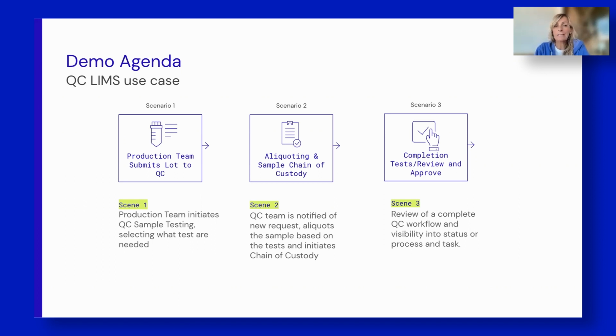During the demo, we're going to see 3 main scenes. In the first scene, we will see how the production team initiates a request of a complex QC testing workflow. The production team will add some customization to the process based on the samples. In the second scene, we will see how the QC team is notified and executes an orchestrated testing workflow. The system keeps track of the chain of custody of each of the samples and aliquots. In the third scene, we'll see how at all times teams have visibility into the status of the process, task, and results. Let's jump into the platform.